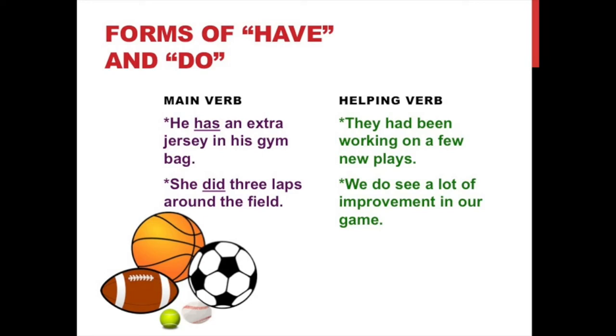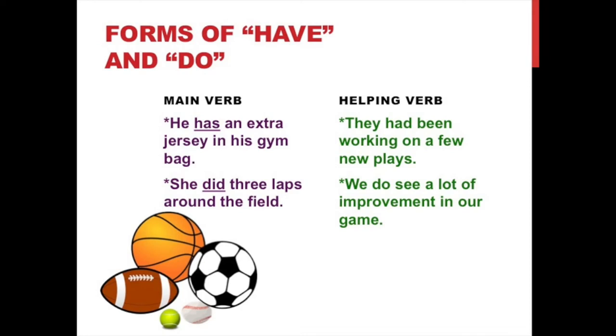The last thing we'll be talking about this week are the cases in which the forms of have and do could be either a main verb or a helping verb. You just need to pay attention to the meaning of the sentence to figure out whether these verbs are the main verb or the helping verb. The forms of have are has, have, and had, and the forms of do are do, does, did, and done.